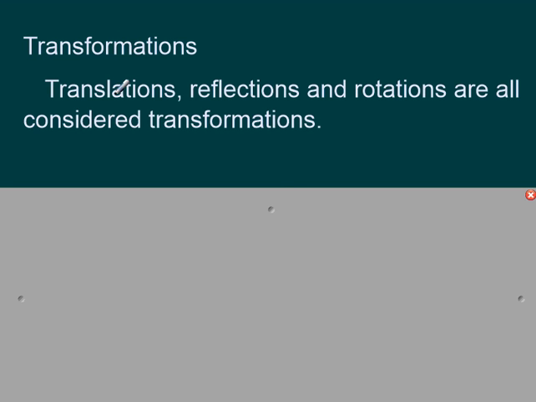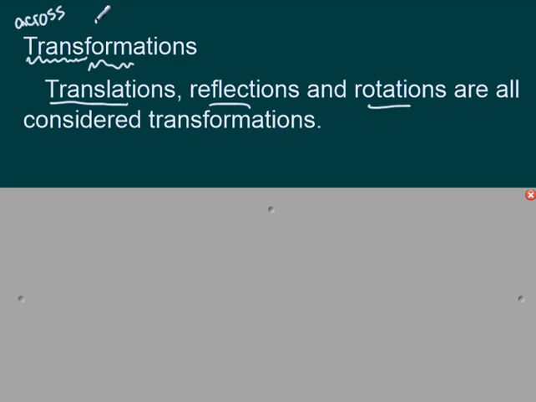Okay, so transformations is kind of the general term used to classify translations, reflections, and rotations. They are all considered to be transformations. And transform, let's think about what that word means. Trans means across, like transport, to move something from one place to another. Form is the shape of things. It's how things are formed.